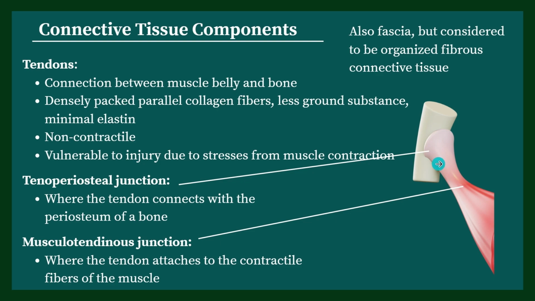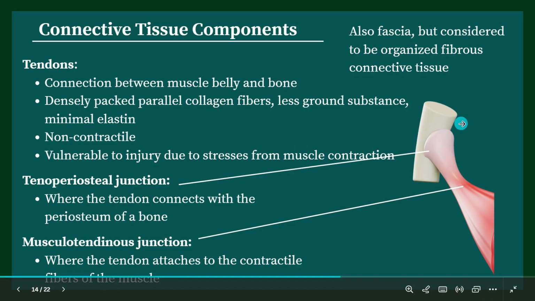So it's densely packed parallel collagen fibers, way less ground substance than typical fascia, and has minimal elastin. We don't want it to be too stretchy. We want it to stabilize the contractile tissue to the bone. So two different structures that you'll need to know, and these are both big words, but they're really, really simple definitions.